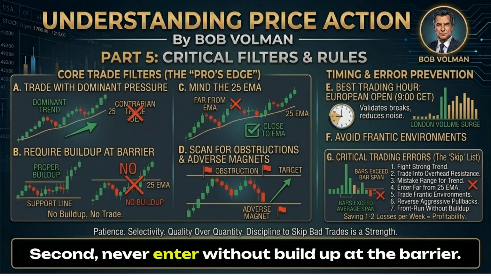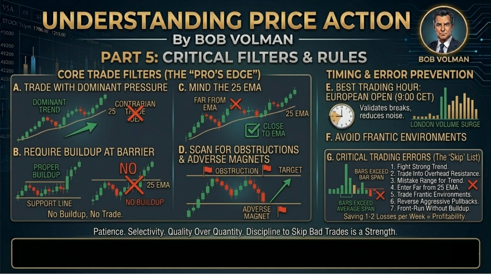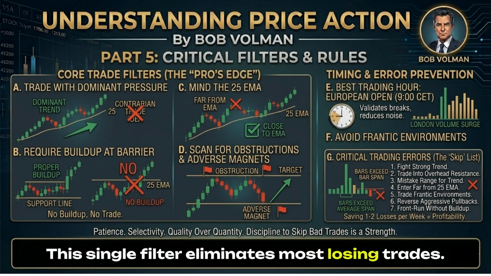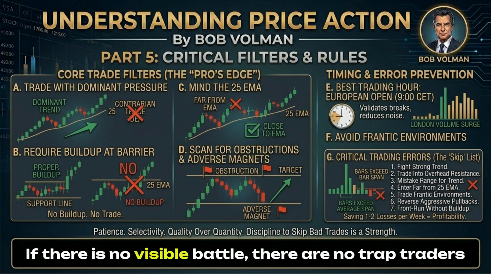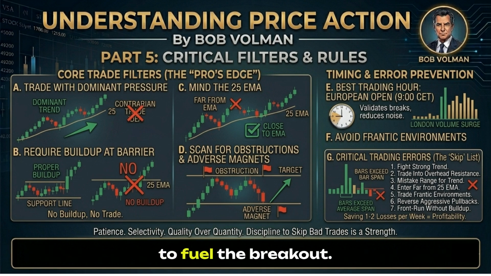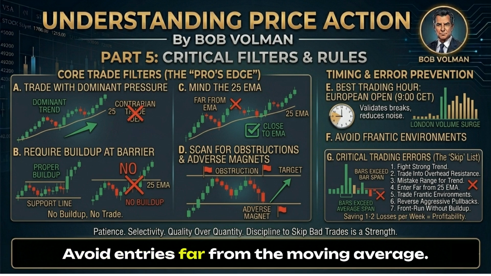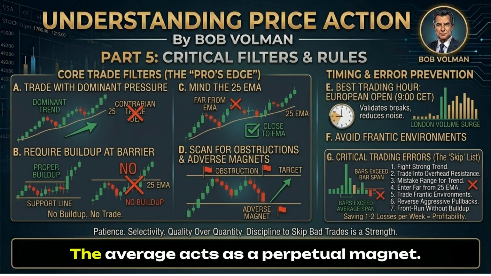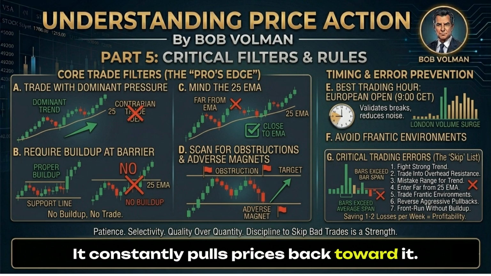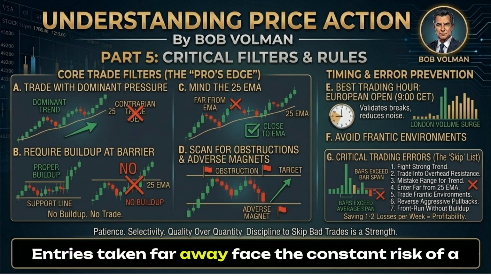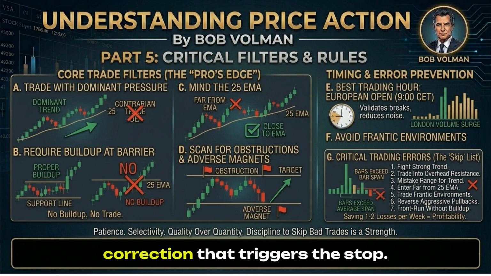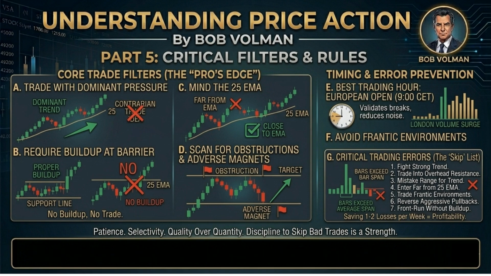Second, never enter without buildup at the barrier. This single filter eliminates most losing trades. If there is no visible battle, there are no trapped traders to fuel the breakout. No buildup, no trade. It is that simple. Third, avoid entries far from the moving average. The average acts as a perpetual magnet. It constantly pulls prices back toward it. Entries taken far away face the constant risk of a correction that triggers the stop.